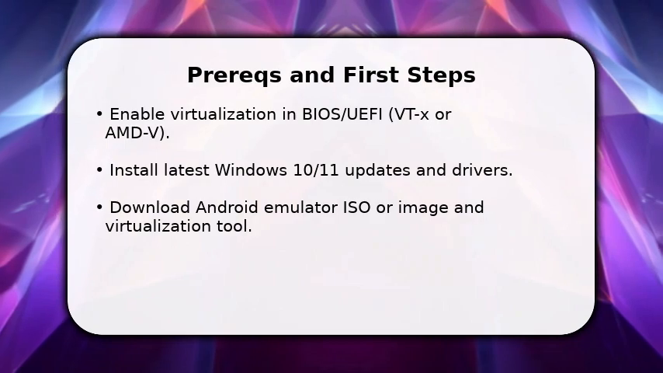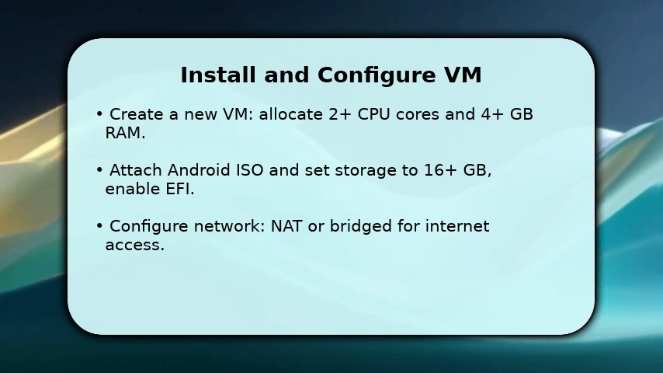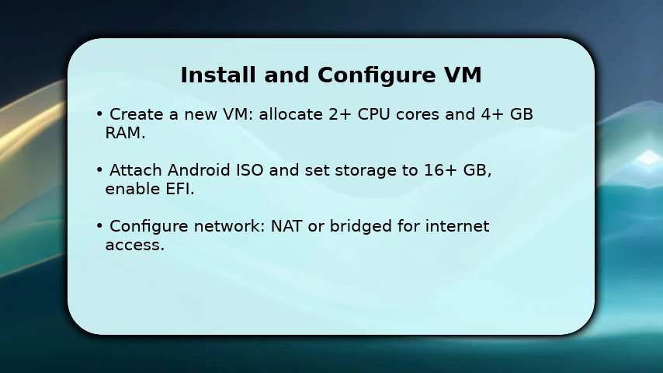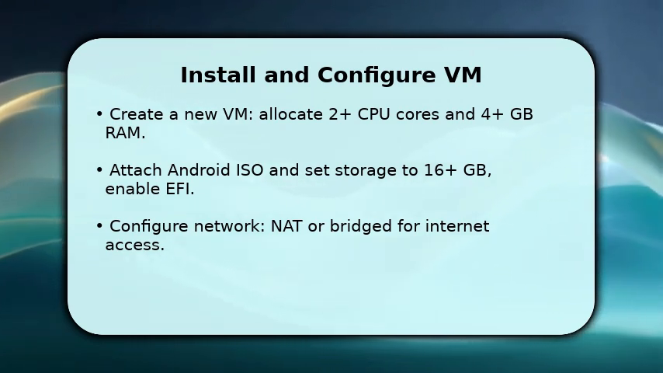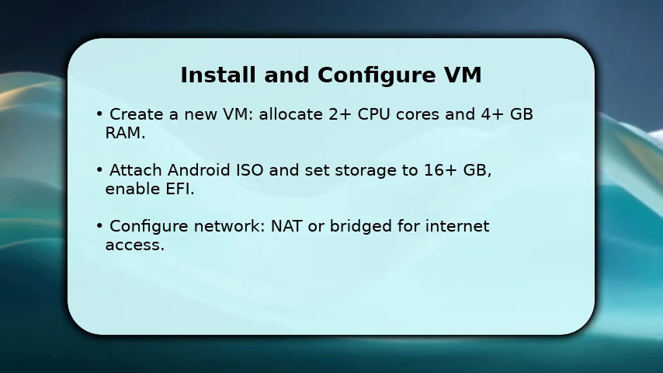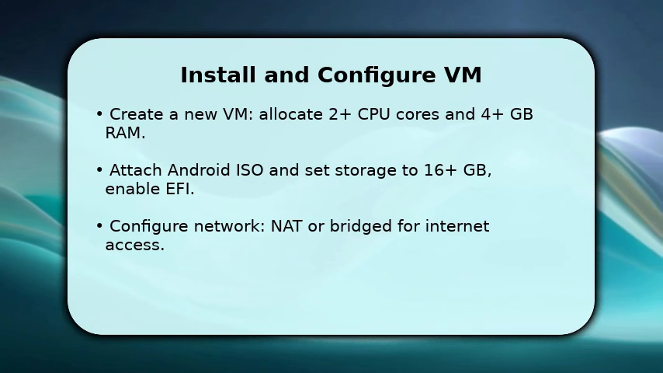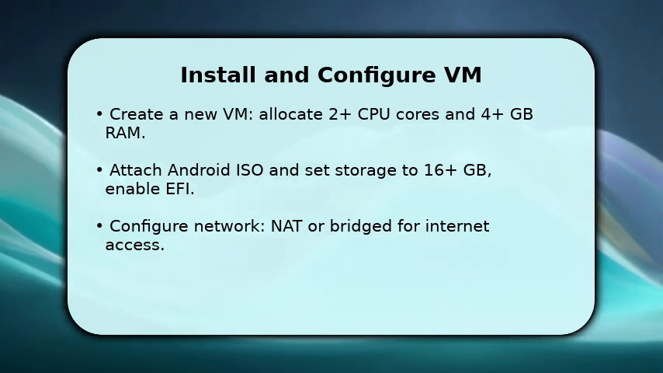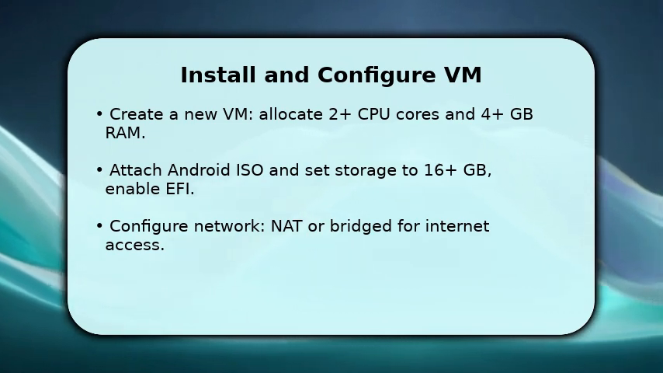You create the virtual machine in your chosen hypervisor, assigning at least 2 cores and 4 GB of RAM to match Android requirements. Once created, attach the downloaded Android ISO and set a virtual disk of 16 GB or more. Enable EFI if required by the image. Then configure networking. Choose NAT for simplicity or bridged to appear on the LAN. You should also enable shared folders or ADB forwarding.